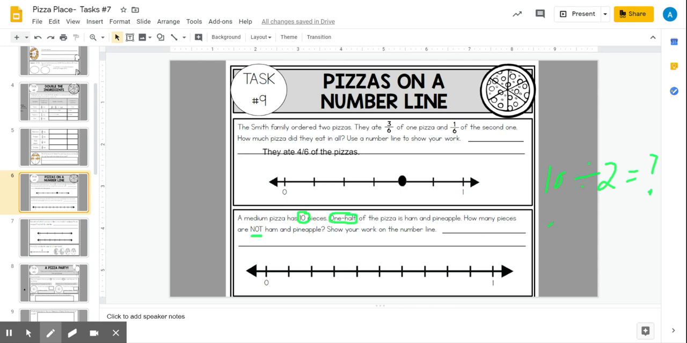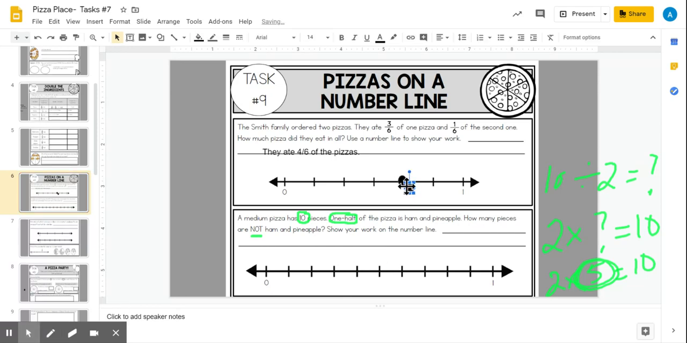So we can always switch that around. So 2 times what number is equal to 10? And I hope you're screaming 5 because you are correct. So 2 times 5 is 10. So half of 10 is 5. That means 5 plus 5 is 10. So we're going to start at 0 and we're going to jump 1, 2, 3, 4, 5. And we can copy this dot from above and bring it down here. So 1, 2, 3, 4, 5.